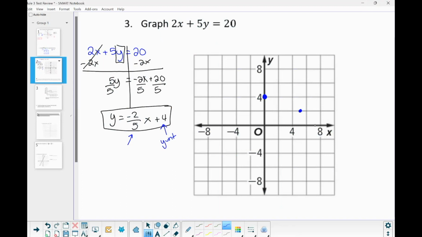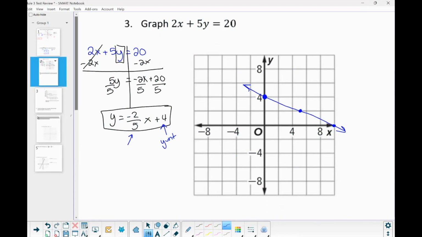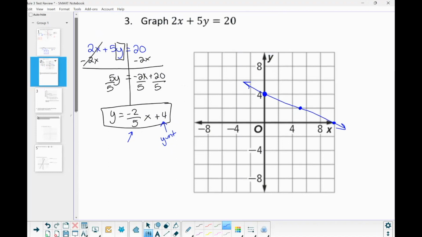Down 2 to the right. To the right, 1, 2, 3, 4, 5. And there we go. We're going to connect our dots. And there is our graph. All right, now let's move to number 4.